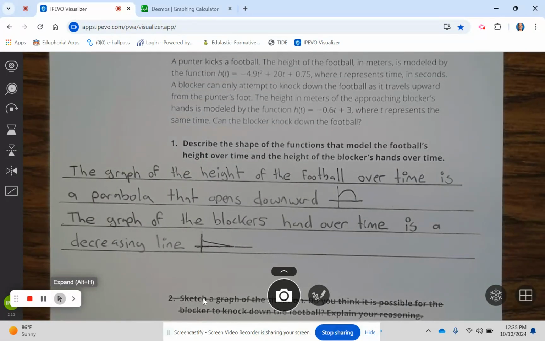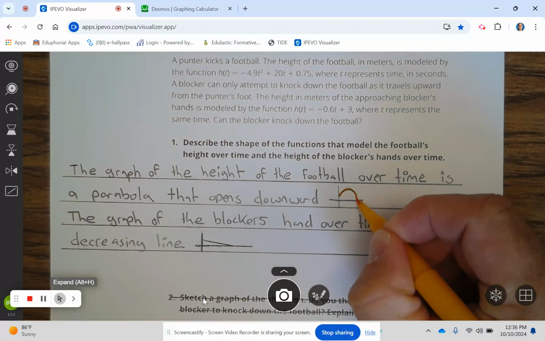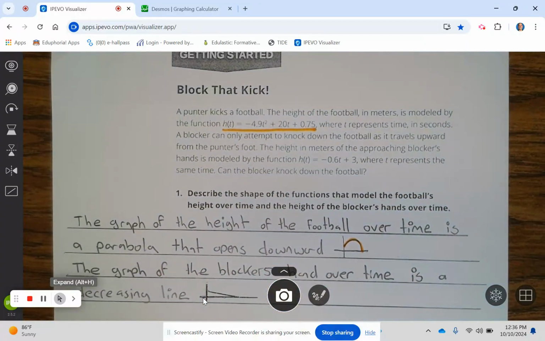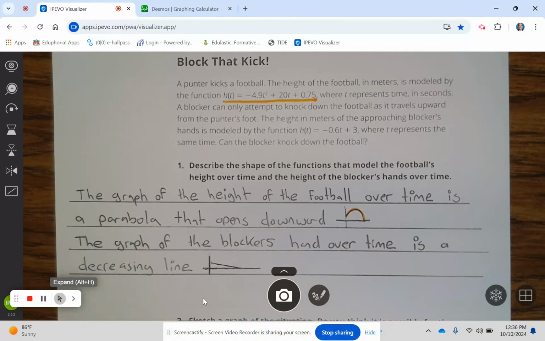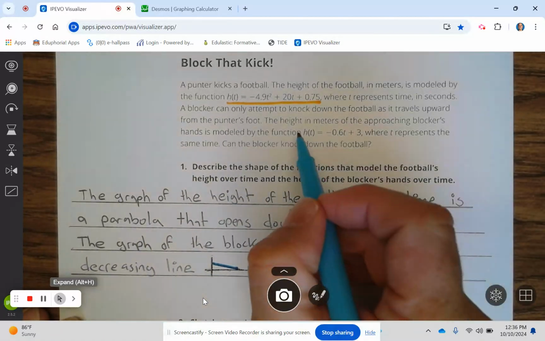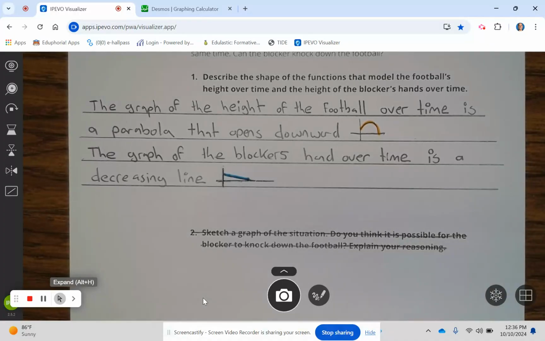1. Describe the shape of the functions that model the football's height over time and the height of the blocker's hand over time. Okay, so the graph of the height of the football over time is the parabola that opens downward here and is represented by this equation. And the graph of the blocker's hand over time is the decreasing line here, and it's represented by this equation. Go ahead and finish up that, mark out question 2. Let's take a look at the next page.